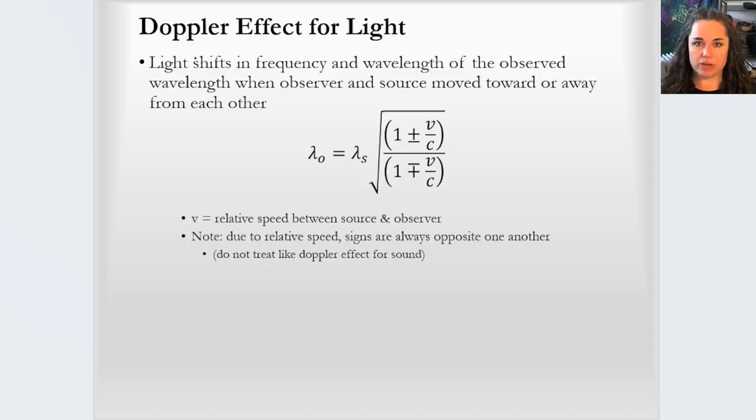In the Doppler effect, light shifts in frequency and wavelength of the observed wavelength when the observer and source are moved towards or away from each other. All right, so this is a general equation. What I'm going to note here is that V is the relative speed between the source and the observer. A lot of times when we're measuring light, it could be on the surface of the earth, but a lot of times we're looking out in space.